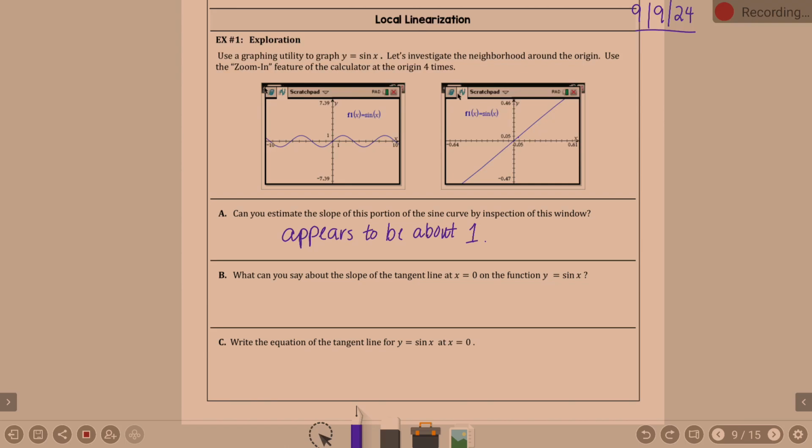So I'm trying to remember what I have written. The slope of the tangent line at x equals 0 is 1 on the curve y equals sine of x. I don't know that I'm going to write all of that, but I'm just going to say slope of tangent line would also be 1.